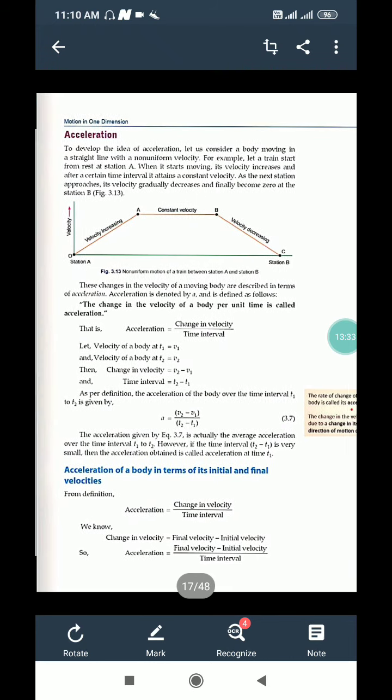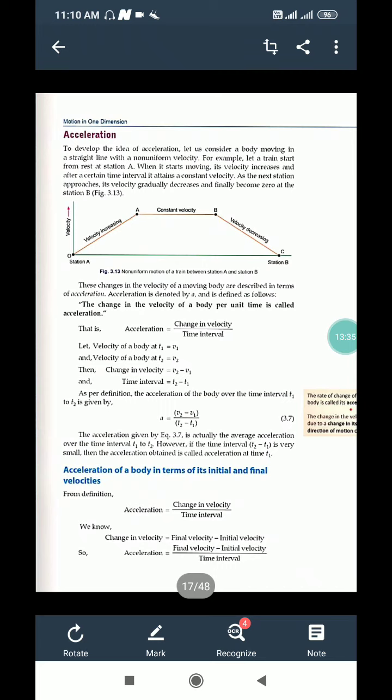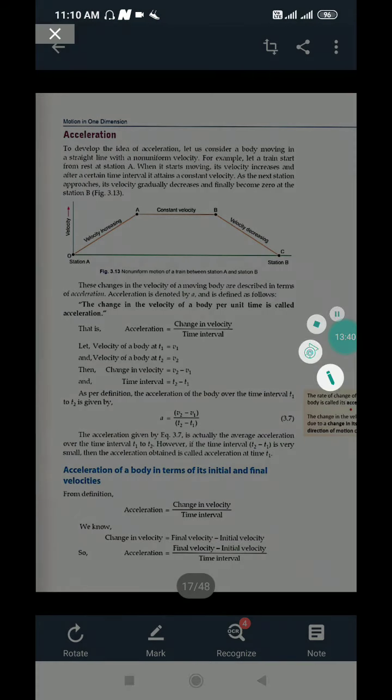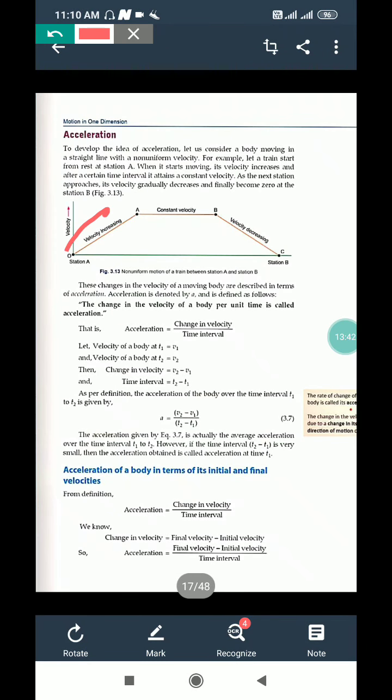Suppose one example is given, station A to station B. Velocity increases, then constant velocity, then velocity decreases. This is non-uniform motion of a train between station A to B. These changes in the velocity of the moving body are described in terms of acceleration.